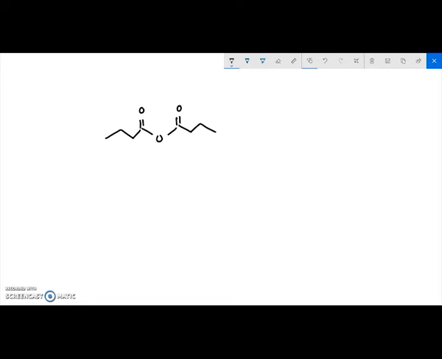So in order to name a symmetrical anhydride, we're going to number them, start from the C double bond O. So in this case, we have 4 carbon. Same goes with the other side. We also have 4 carbon. So technically, if this was a carboxylic acid, it will be called as butanoic acid.